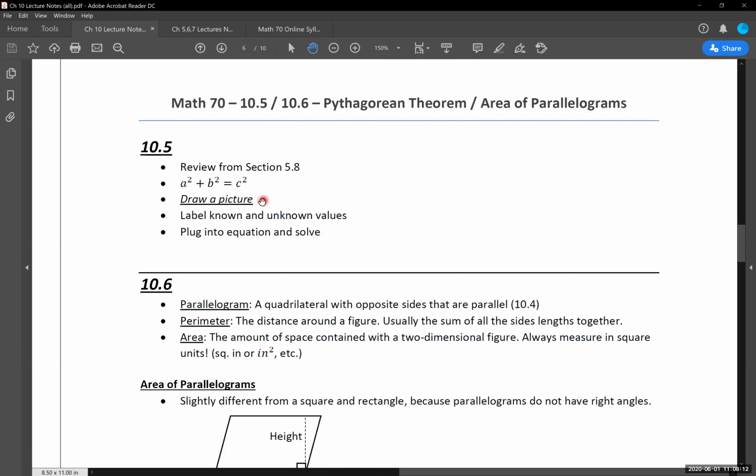So I think this nice little visual of a picture of a right triangle goes a really, really long way with that and makes these a lot easier. Labeling what we know, what we don't know, and then plugging things into the equation to solve after that is our general process for those. So again, I'll jump us over to our 5.8 notes here, because this is just a review of that.